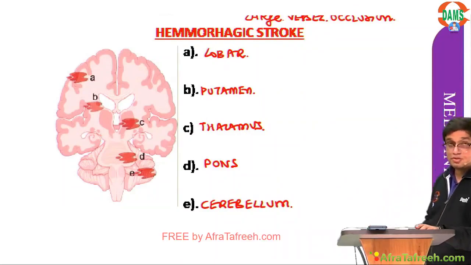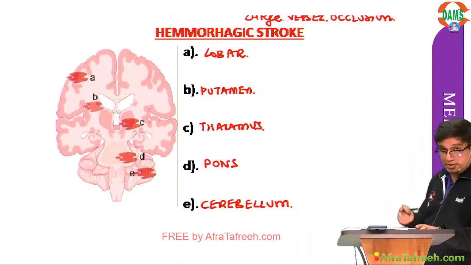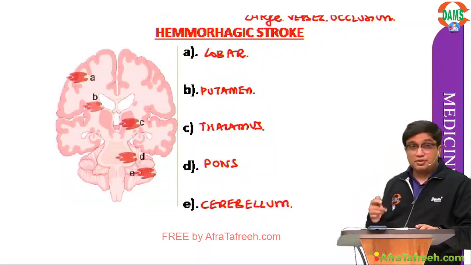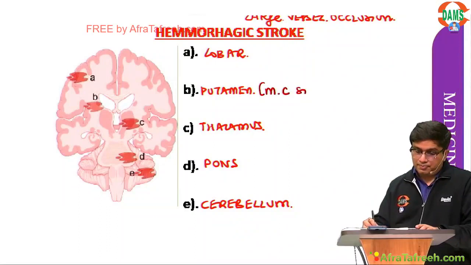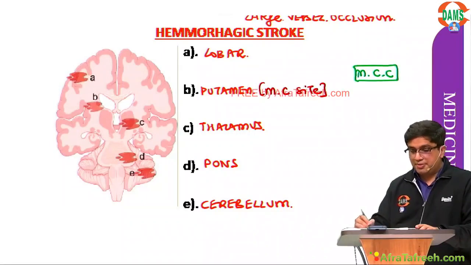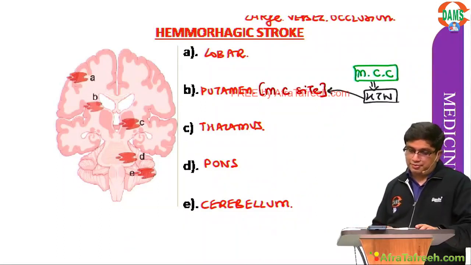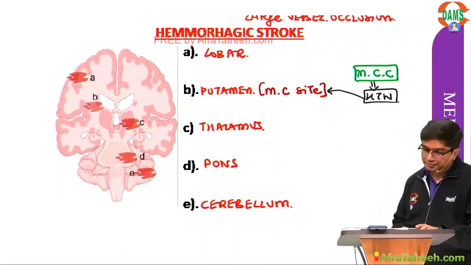Out of these strokes that you have, the most common site of the stroke is always putamen. Because the most common cause of hemorrhagic stroke that we find intracerebral is hypertension, and hypertensive bleeds generally happen within the putamen region most often. Okay.